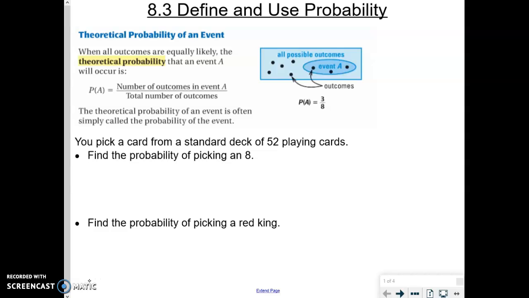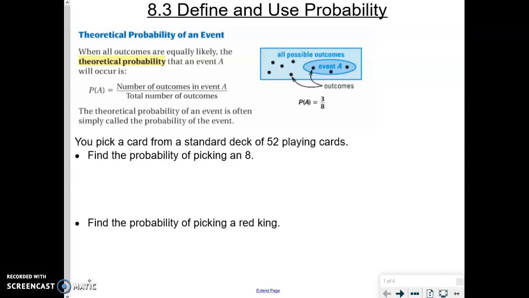Hagedorn. Today's lesson is 8.3, Define and Use Probability. When you talk about probability, generally what you are talking about is what's known as theoretical probability. Theoretical probability is when all of the outcomes are equally likely to happen. This is what should happen.